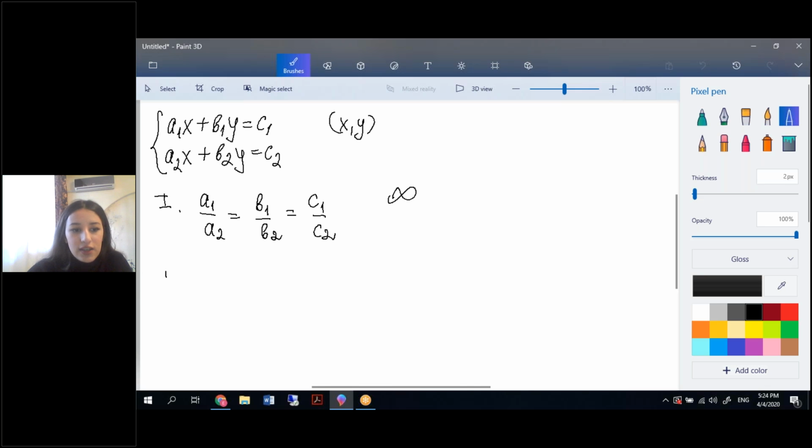Now we have the second case. Here we can say that if a1 divided by a2 equals b1 divided by b2, but does not equal c1 divided by c2, then our simultaneous equations have no real solutions.